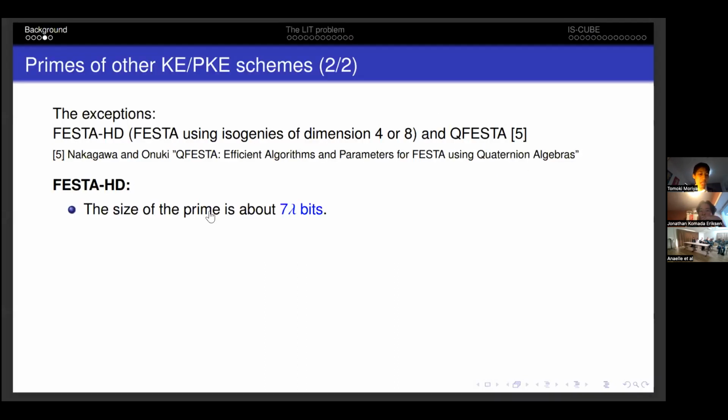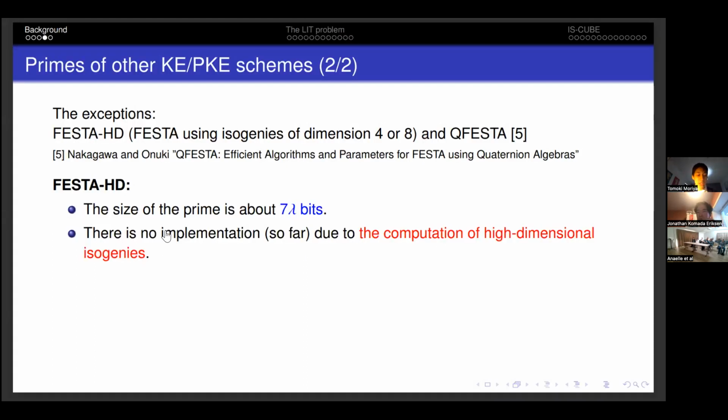And FESTA HD, we can use the prime of size about 7 lambda bits. However, so far there's no implementation due to the computation of the high dimensional isogeny. It means the isogeny of the dimension 4 or 8. And I guess therefore many people want to avoid the high dimensional computation for many reasons. So this is a problem for FESTA HD.